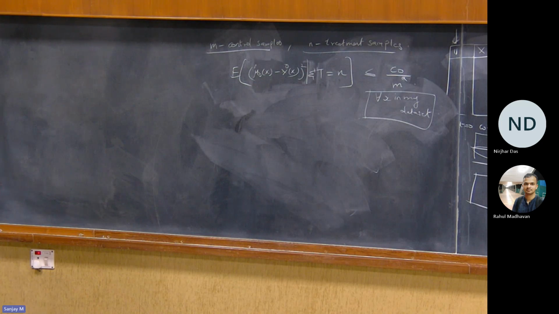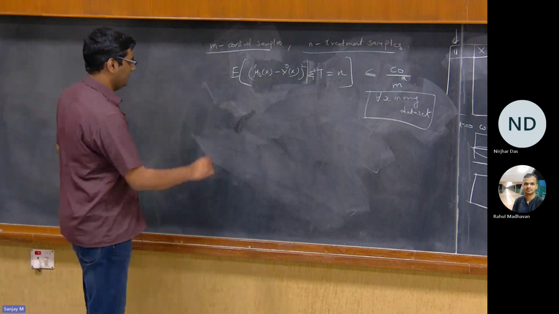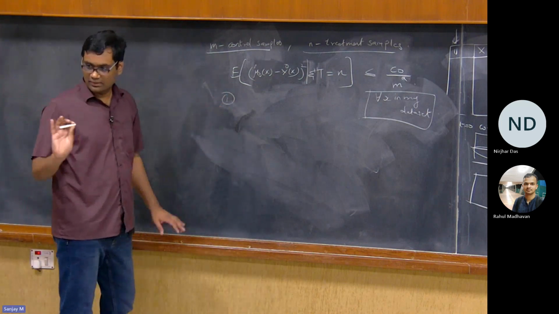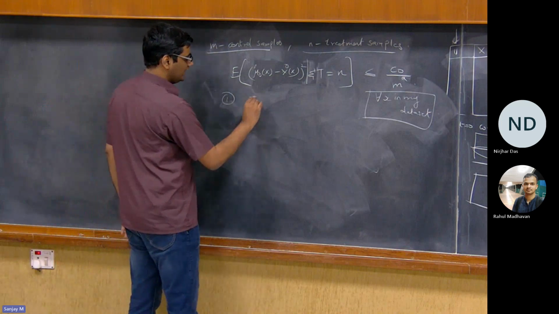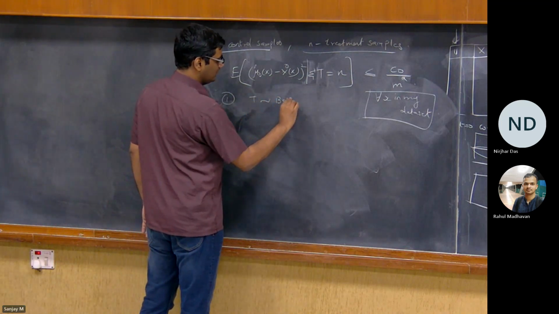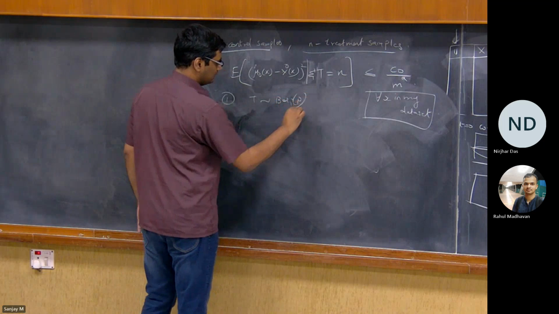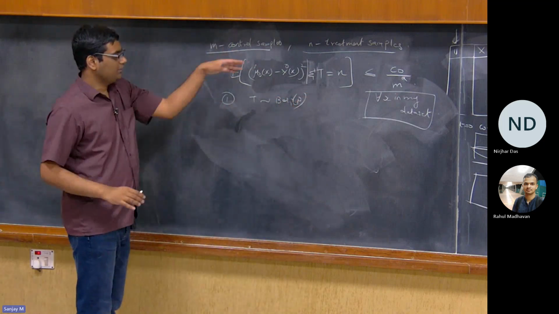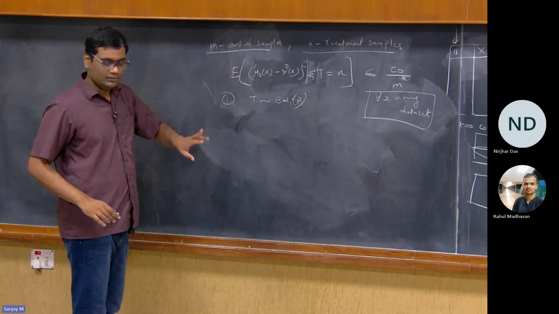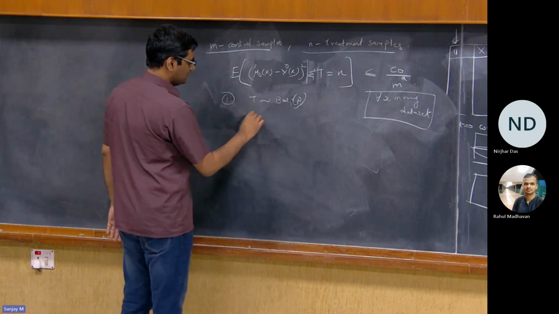Yes. Does that not matter? So let me actually present the generative model. P is Bernoulli of some p. This is how the m plus n samples are generated. T is Bernoulli of p.